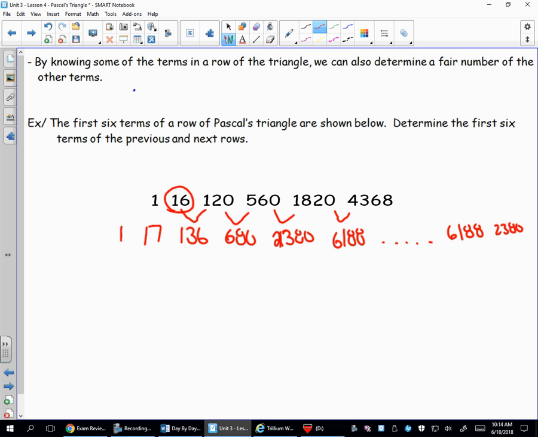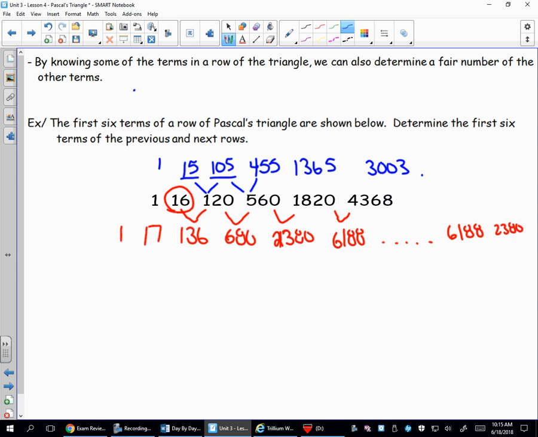I could also find the previous row, which is row 15: 1, and then 15. And I can find terms in that row by knowing that this term and this term have to add to make 120. Or in other words, 120 minus 15 will give me the next term. And 560 minus 105 will give me the next term. And 1820 minus 455 will give me the next term. And 4368 minus will give me the next term.